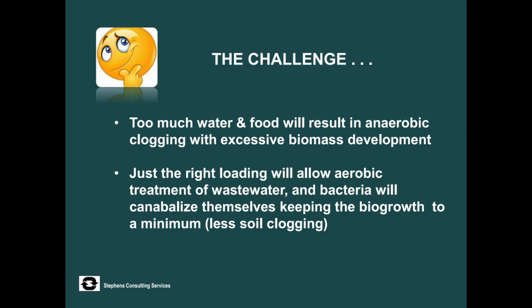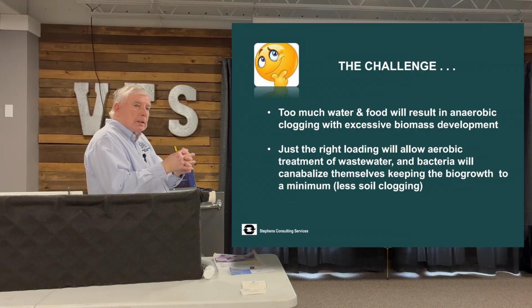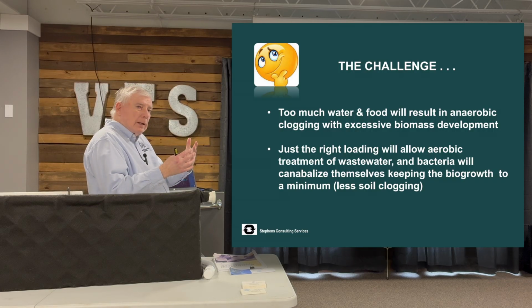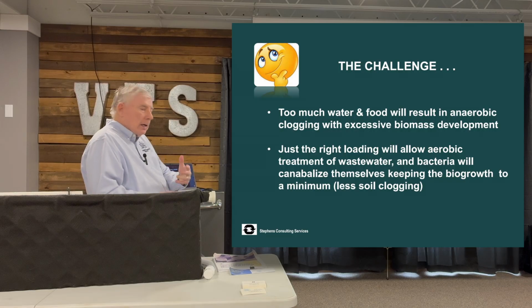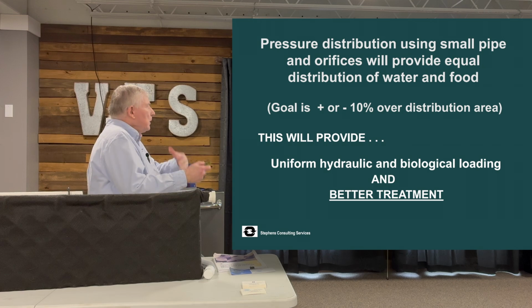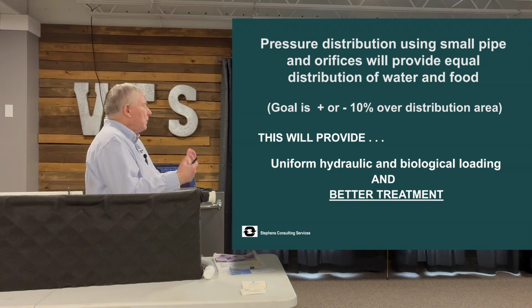So the challenge is too much water and too much food will generate anaerobic, saturated conditions, and a buildup of the slime mat that clogs soils. Just the right loading will maintain aerobic treatment inside the soils, inside the media, in any kind of pretreatment mechanism. So pressure distribution with small pipes and orifices provides equal distribution of food and wastewater.